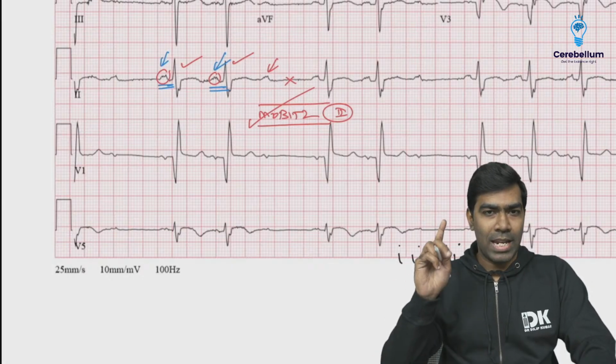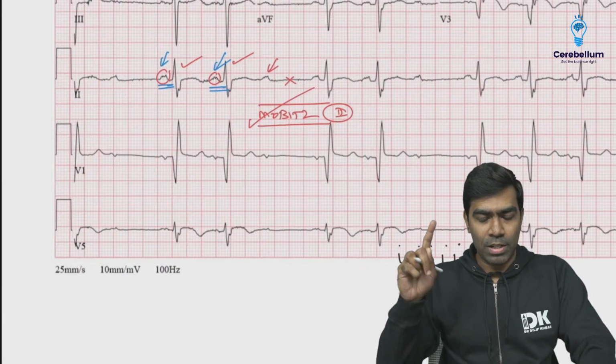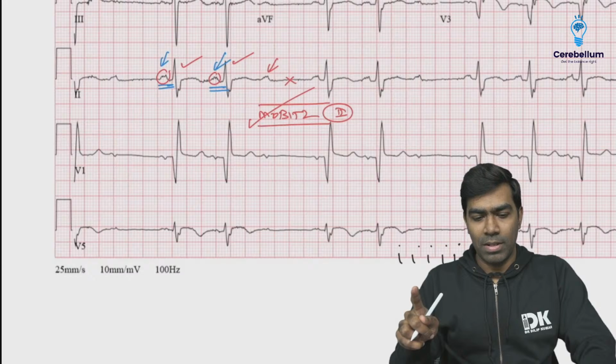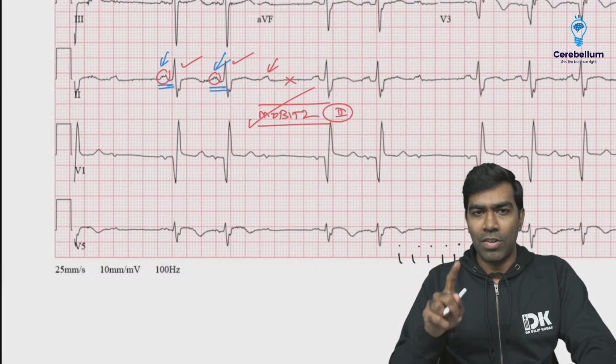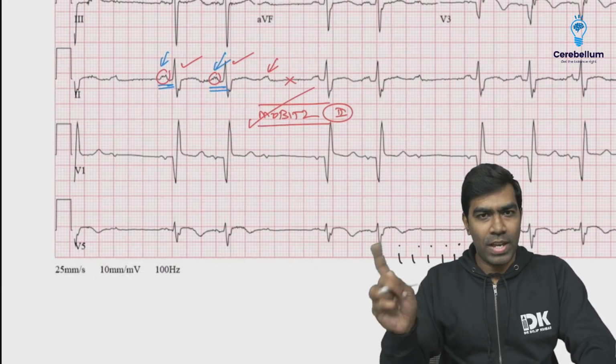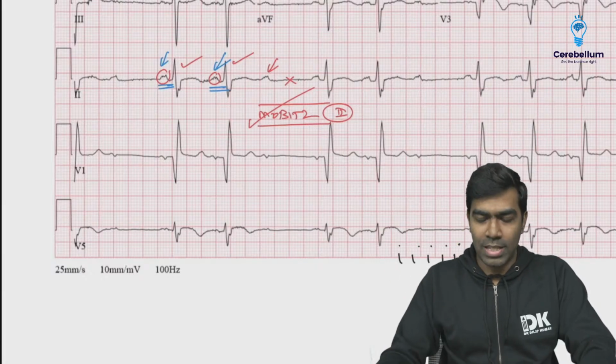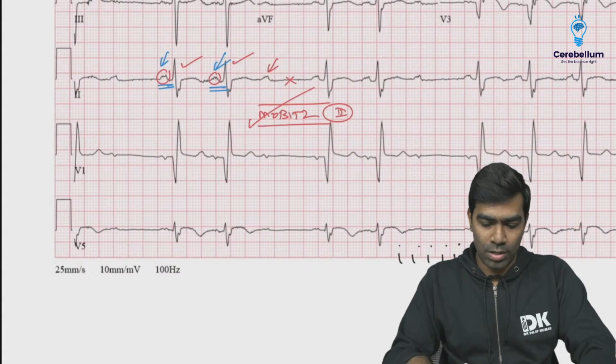So there is a missed beat, which means P waves are there but QRS is not there, which means it's a blocked P wave. At the same time, the PR interval is constant. It is not varying. If it's varying, it's Mobitz 1. If it's not varying and it's constant, it is Mobitz 2. The right answer for this ECG is Mobitz type 2 block.